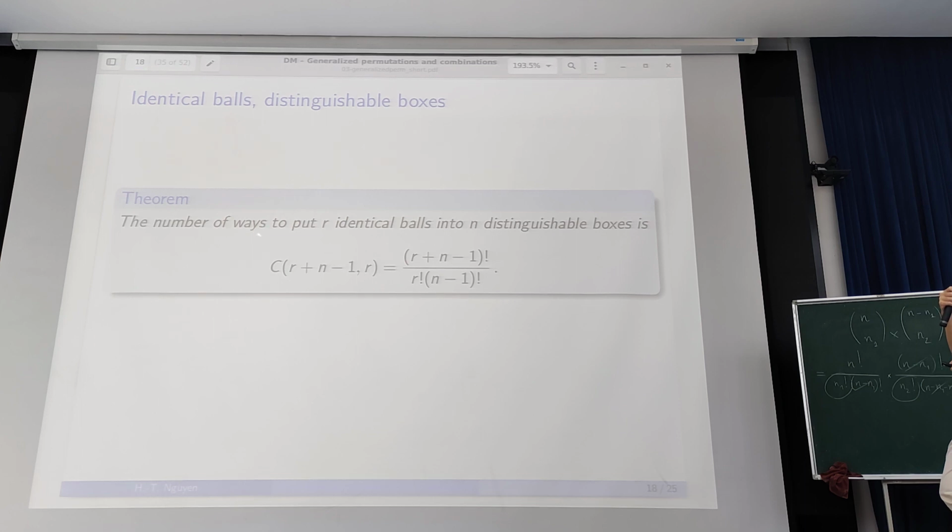If you count the separators between the boxes, we have R balls and n-1 separators, and the balls are the same, the separators are the same. The result will be the number of ways to choose R places for the balls out of R plus n-1 places in total. And you have this number.